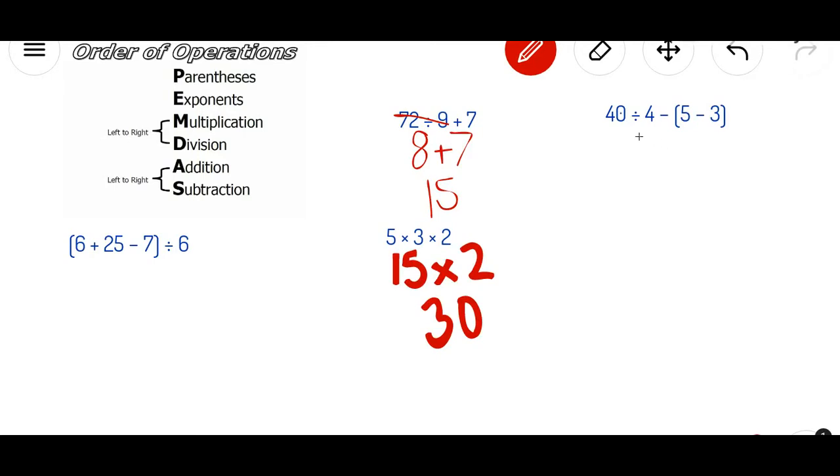Let's work on this one next. As you can see, this one has division first, but that's still not the first step just because it was the first step in the last one. You have to look at the order, and the first thing you would solve is the parentheses here. So you would do 5 minus 3, which is 2, and bring down the rest of your problem.